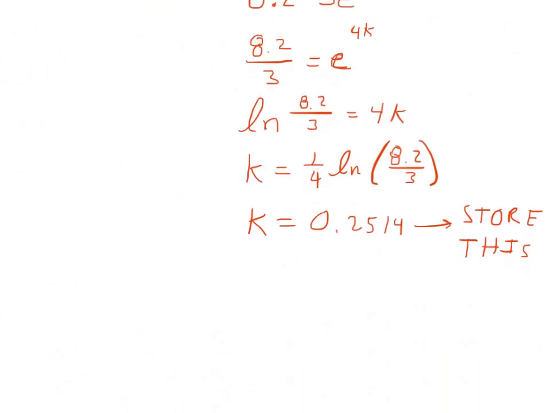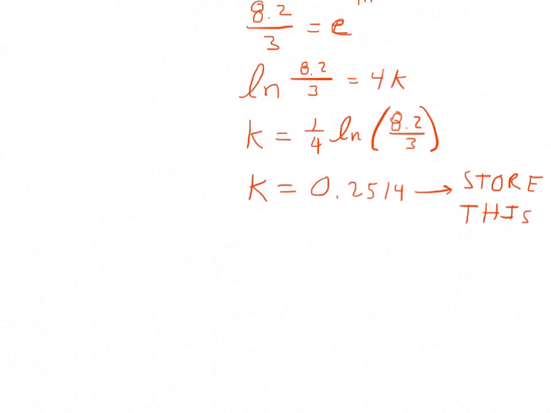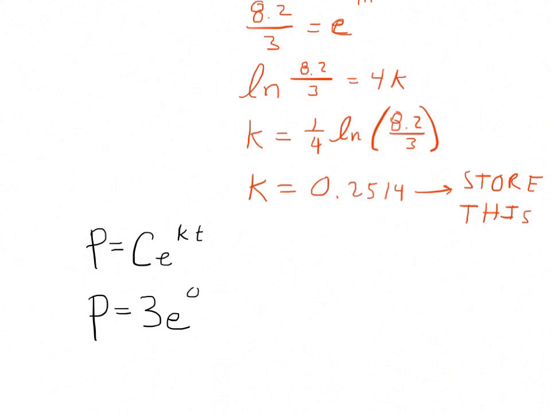As soon as I got that value, I stored it to k in my calculator. Now that I have that, I'm finally ready to answer part A. Part A had asked us to find the exponential growth model. My growth model started out being P equals C e to the kt, and then I found C and k, so the population is 3 e to the 0.2514 t. Now remember, this value here, I actually stored to k on my calculator. So when I plug things in, I'm not actually going to type 0.2514.